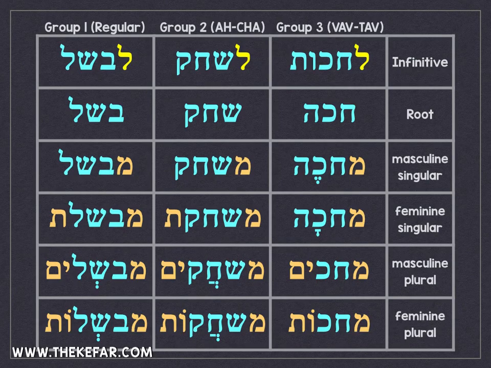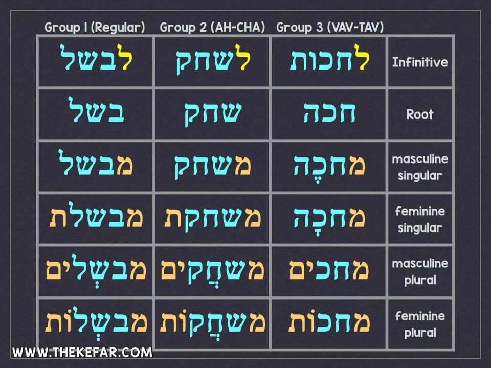But before we get into that, I want to do a review of the three patterns that we've done so far. You'll notice that one common thread within all of the PL conjugation patterns is that we replace the initial lamed of the infinitive with a mem in our conjugation. So all of the present tense conjugated forms, masculine singular, feminine singular, masculine plural, and feminine plural, all begin with the mem.